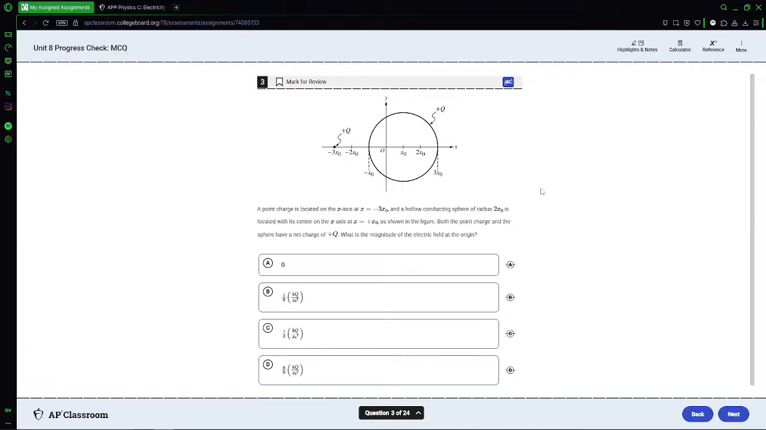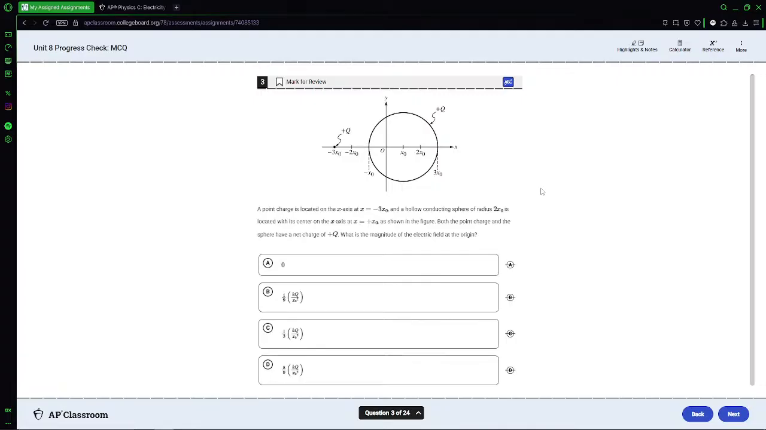The electric field caused by the point on the left is going to be kq over 3x0, well, it's 3x0 squared because it's from the center, right? Is it from the center of the hollow sphere? What is at the origin? It says the magnitude at the origin. Okay, so this is going to be in the negative direction. So that's the first one.